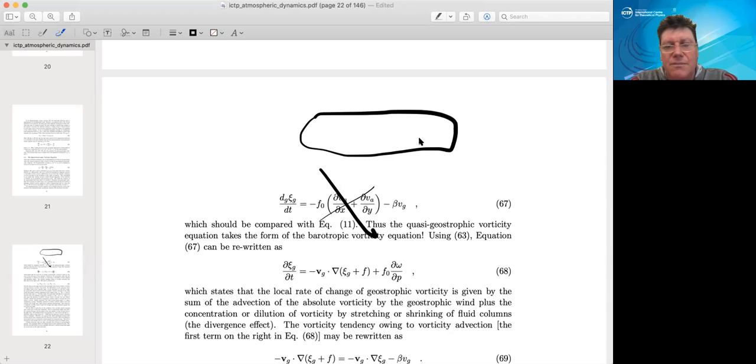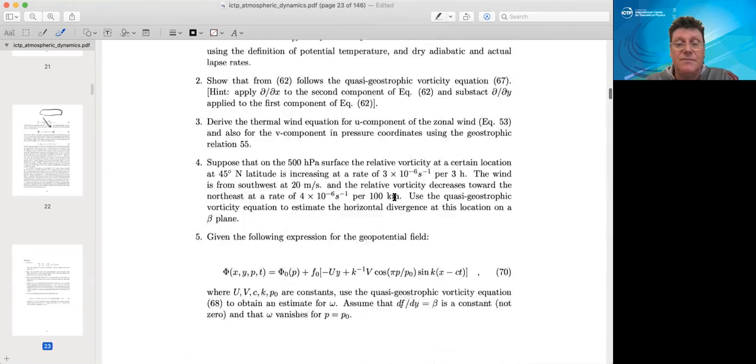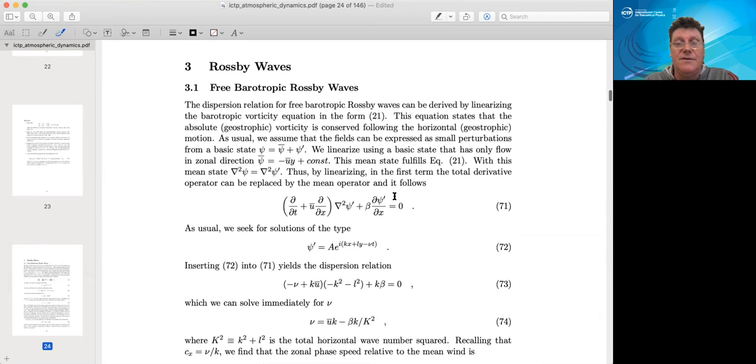So the only terms we consider is the conservation of absolute vorticity. So we consider the interaction between the absolute and the relative vorticity. This divergence term for the time being for free Rossby waves is set to zero. So then either way, both equations are similar. We can formally use equation 21 for the shallow water model and linearize this.